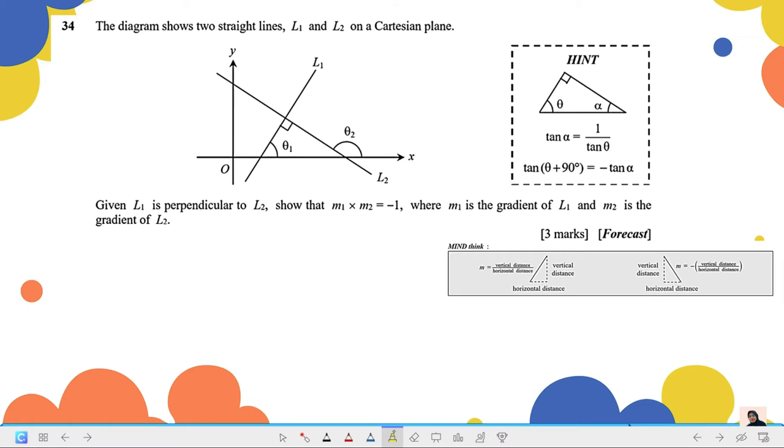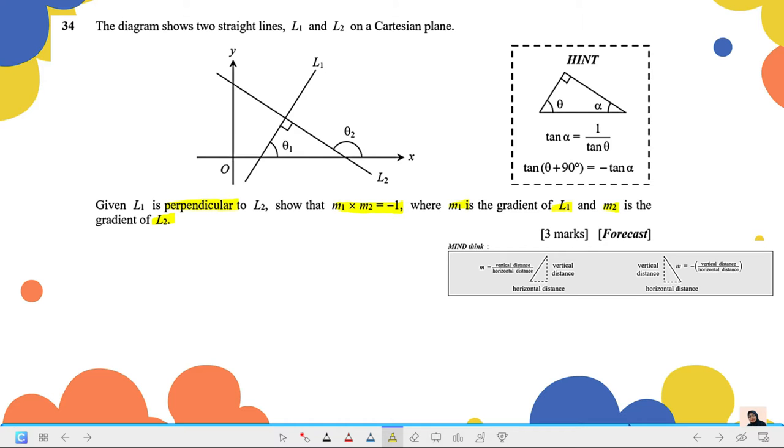Okay, question number 34, coordinate geometry module. The diagram shows two straight lines, L1 and L2. Okay, so this is L1, this is L2. Given L1 is perpendicular to L2, so if you have the word perpendicular, always remember M1 M2 equals -1. Show that M1 M2 equals -1, where M1 is the gradient of L1 and M2 is the gradient of L2.